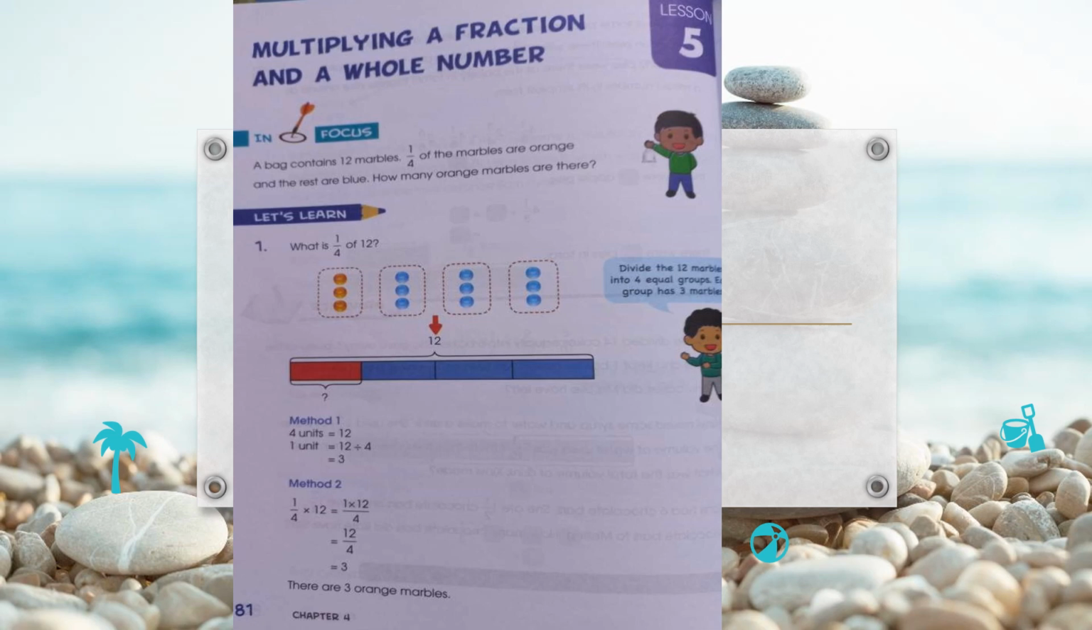We have written 1/4, and here 1/4 of 12 means multiplying. So here 1/4 multiplied by 12, so we have 1 into 12 divided by 4, and again it is still equivalent to 12 divided by 4, which is 3. So basically there are 3 orange marbles.